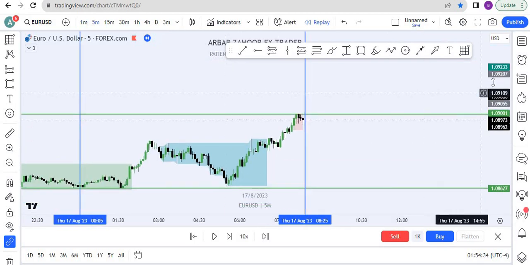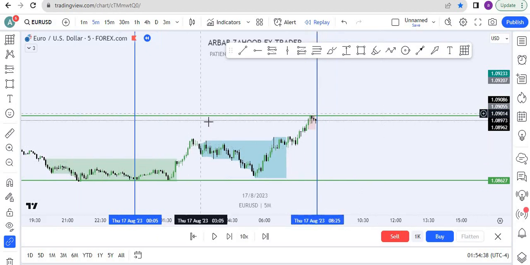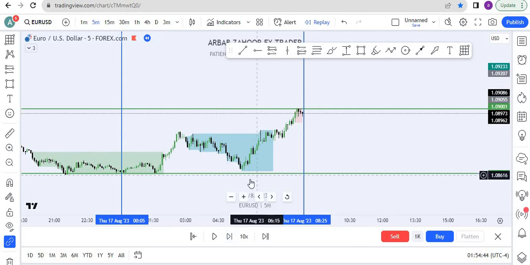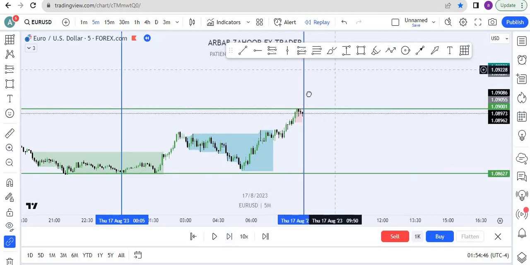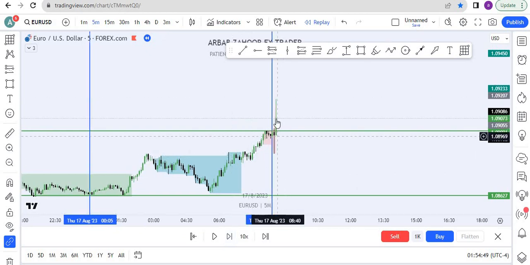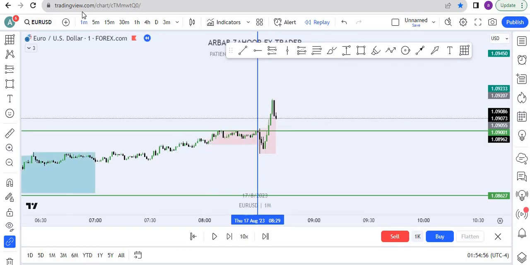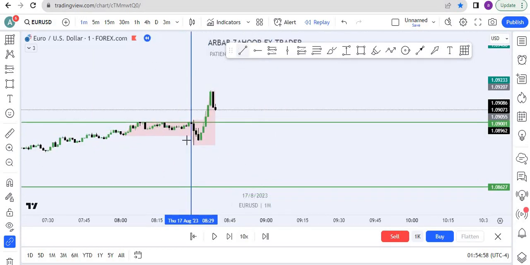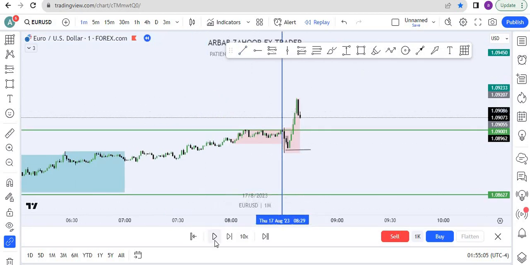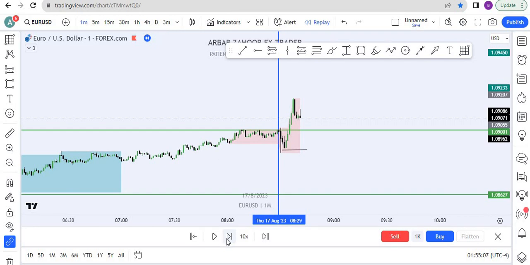Now we are on 17th of August. We mark out everything as per our plan, ICT, as ICT said, high and low. So we are waiting for price to take out the high, then we will shift to the 1 minute time frame. Okay, price took the high, now we will shift to the 1 minute time frame. Now we need a market structure shift here. So let's see it play out.